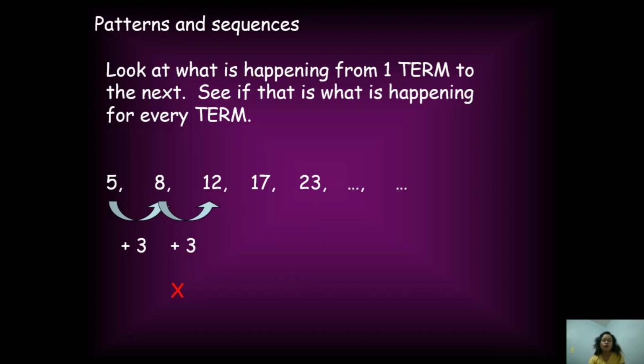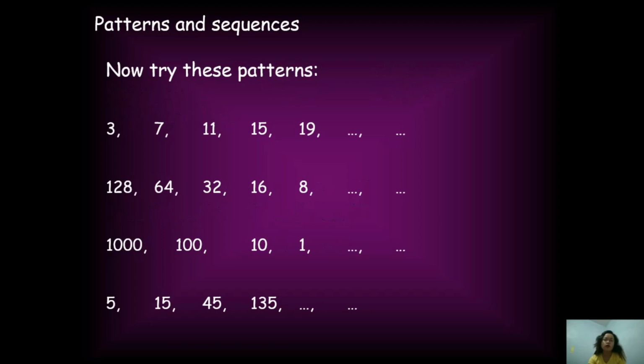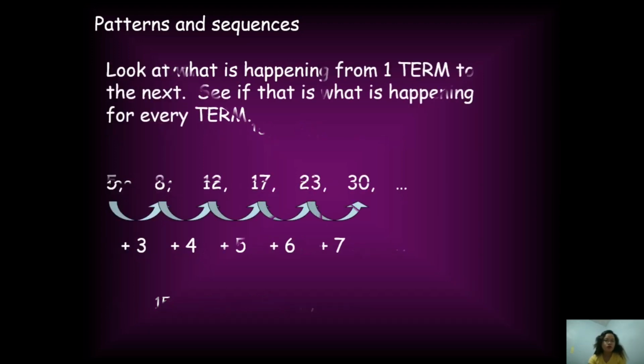So consecutive numbers. Okay, so 5 plus 3 is equal to 8. 8 plus 4 is equal to 12. Then plus 5 is equal to 17. Then plus 6 is equal to 23. So what comes next? 23 plus 7 is equal to 30. Then 30 plus 8 is equal to 38. So the next number here is 38.